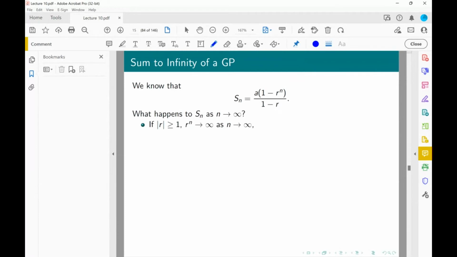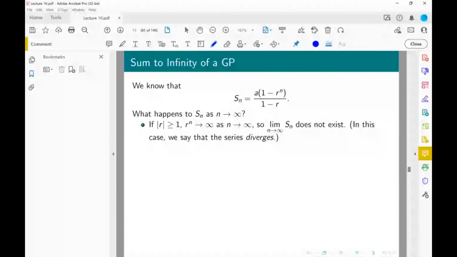If r is too big, so if it's greater than or equal to 1 or less than or equal to minus 1, which is just what this absolute value is telling us, so if it's too big in magnitude, then this term is going to go towards infinity, maybe up to some sign, but it's not going to converge. We're going to go either to infinity or minus infinity. So in this case, we can simply say that this doesn't exist as a limit. It makes sense to talk about a limit of a sequence, but it wouldn't make sense to go 1 plus 2 plus 4, because these numbers would just blow up.